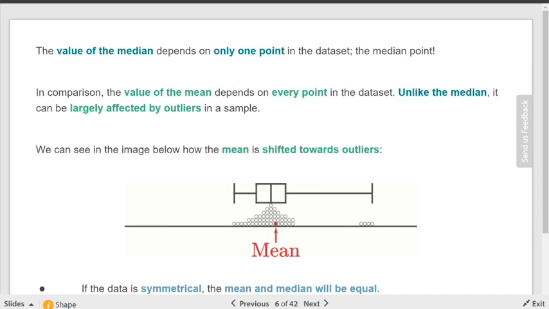Okay? The value of the median depends only on 1 point, the number in the middle. So it's never going to change for a particular set of data, right? But the mean is determined by all the numbers. So if you have outliers, things that are far to one side, one end or the other, it can affect your mean. But it's never going to affect the median.